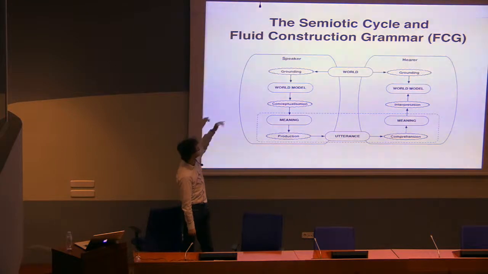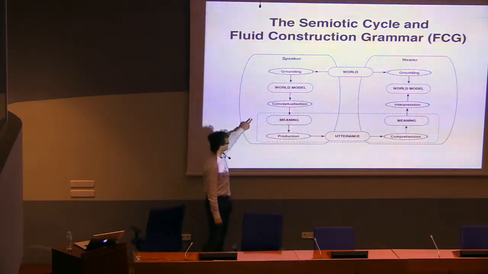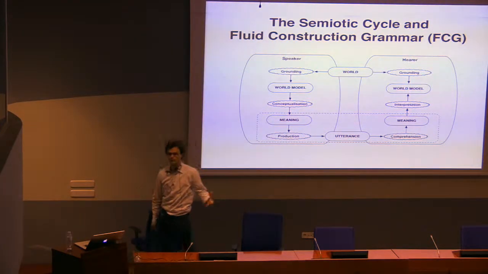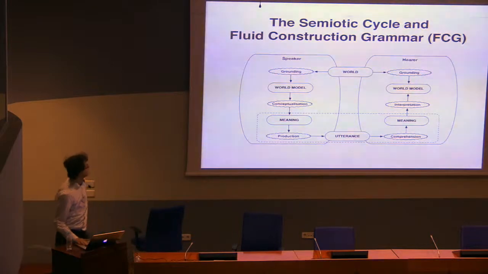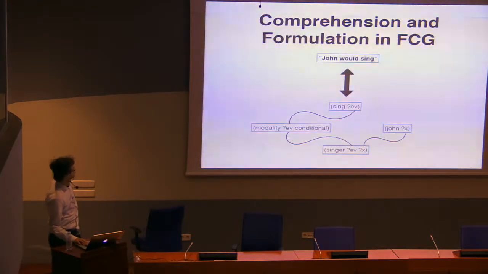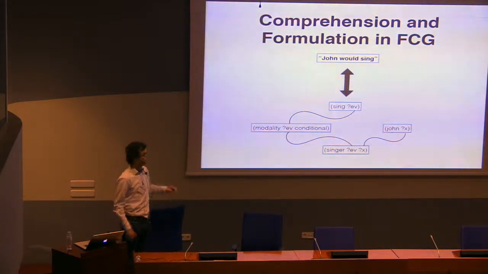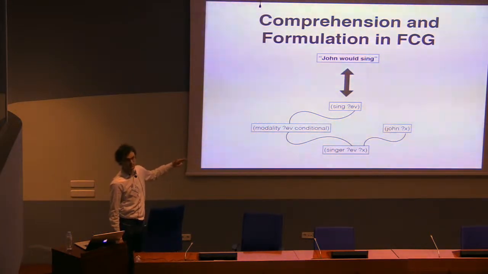And we have developed systems actually for doing all these stages in the semiotic cycle. And the system that has been developed to do the thing in the dashed box is fluid construction grammar. So what is fluid construction grammar? Actually, what does it do? Quite simply put, it maps between an utterance and the meaning of this utterance.